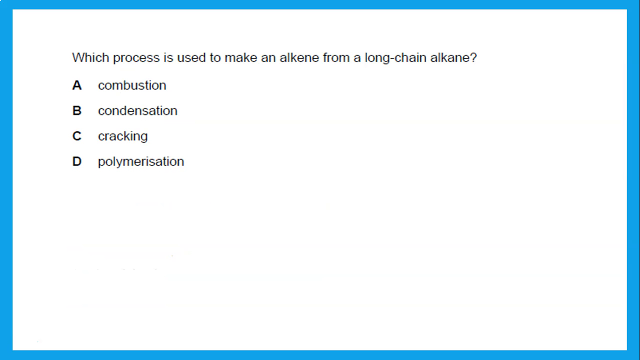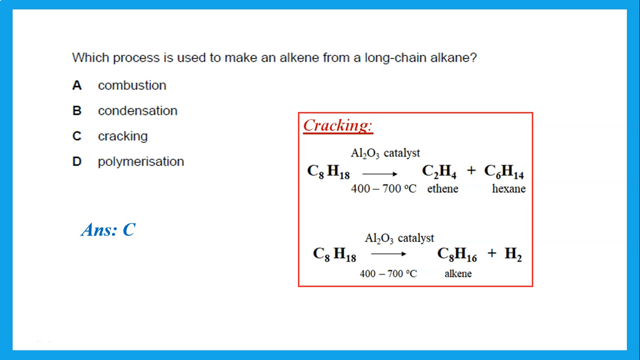Which process is used to make an alkene from a long chain alkane? You should realize that cracking breaks up long chain hydrocarbons into shorter chains. And we said, for cracking, you have to know the conditions for the reactions that have specific conditions. You should know that we need aluminum oxide catalyst and 400 to 700 degrees Celsius to break the long chain into shorter chain, which could be an alkene or an alkane, or it could form alkene and hydrogen.